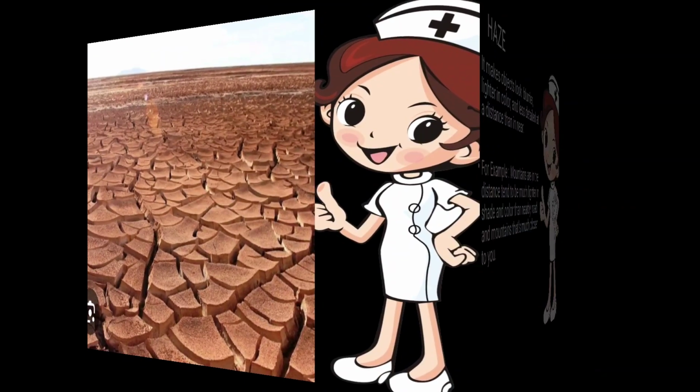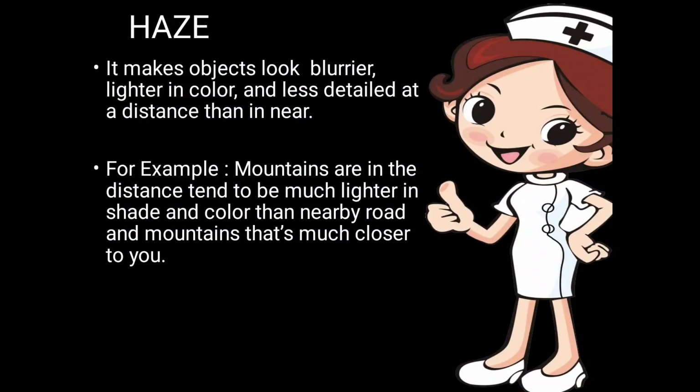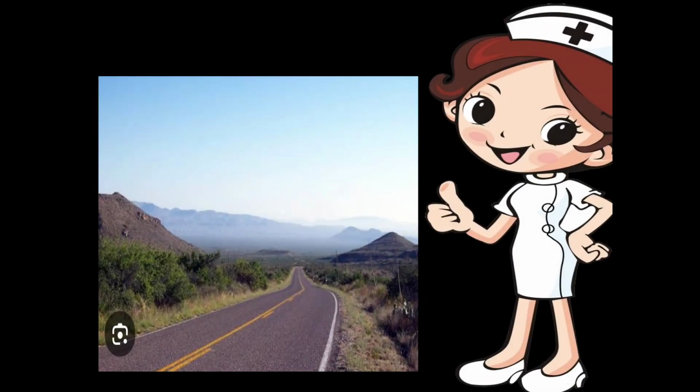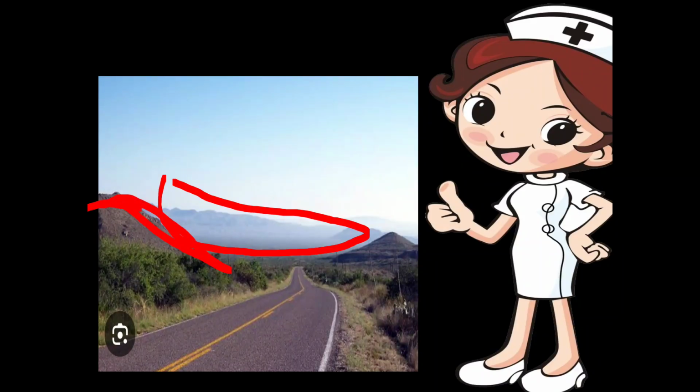Okay, next one is haze. It makes the object look blurrier, lighter in color, and with less detail at a distance than near. So if you can see an example, the mountains which are seen at a distance appear very blurry, or you can say hazy, as compared to the mountain which is much closer to us. So this is the role of haze. If you can see the road here, it will look hazy and it will not look clear because it is at a distance, as compared to the road which is near.